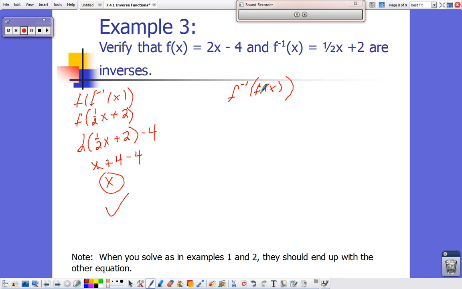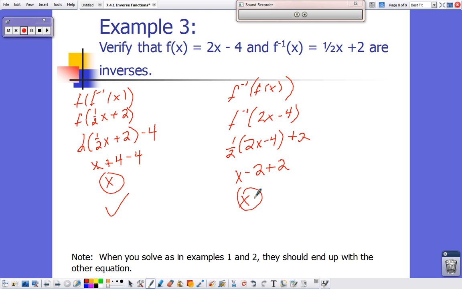So then I need to do this side. So remember, f of x is 2x minus 4. So I'm going to do f to the -1 of 2x minus 4. Okay? So f to the -1 now is 1/2, and I'm replacing my x with, remember, 2x minus 4, plus 2. So 1/2 times 2 again is x. 1/2 times negative 4 gives me a negative 2, plus 2. So negative 2 plus 2 gives me x. So this side checks out as well.